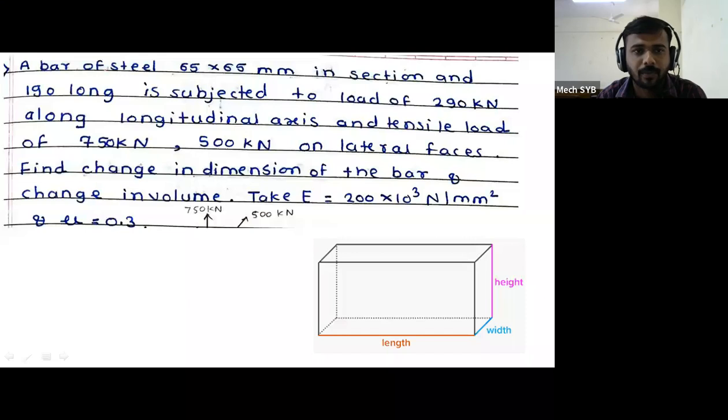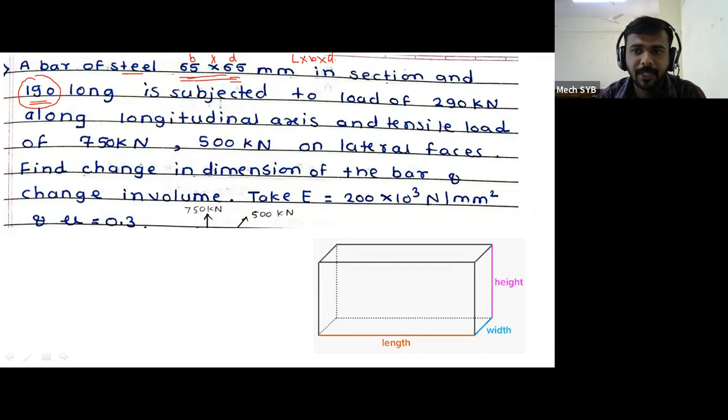A bar of steel, a bar of steel 65 mm by 65 mm in section and 190 mm long. So 65 mm by 65 mm, these are the 2 dimensions given, and 190 mm long, that means this 190 mm is the length mentioned separately, and 65 by 65 means this is the product of B into D. Sometimes the product will be given in the form of L into B into D. But here the B into D product is mentioned separately and the length is mentioned separately.